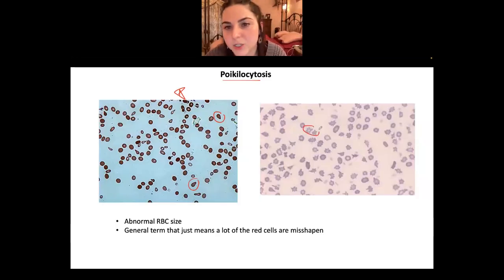Or it could be like they really just all look super strange and weird. These are both examples of poikilocytosis. It just means the red cells are misshapen.